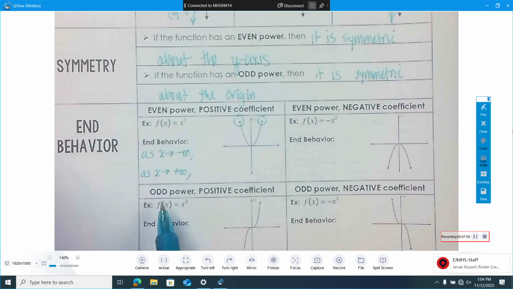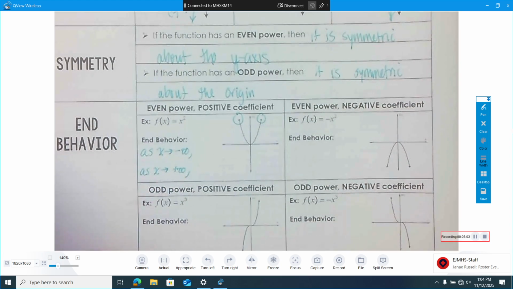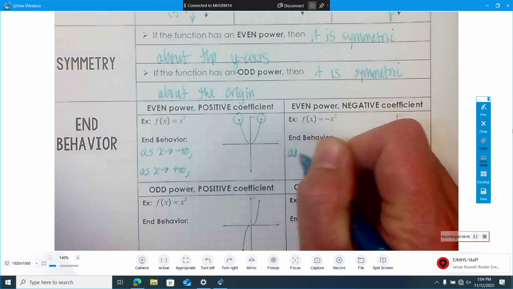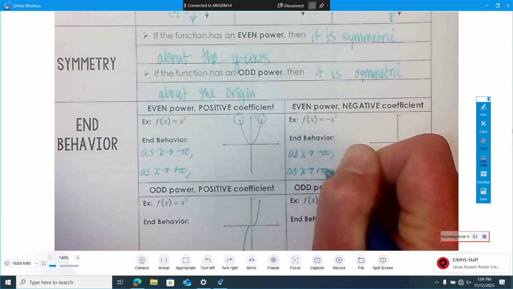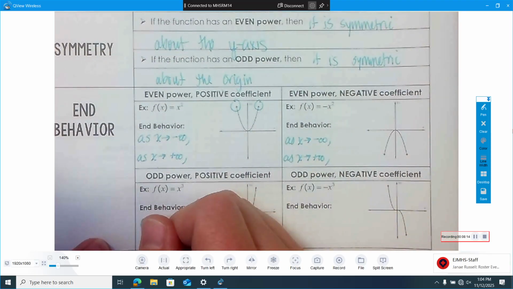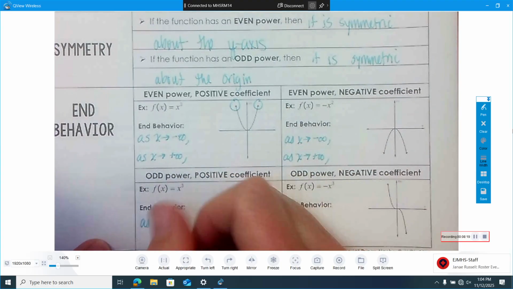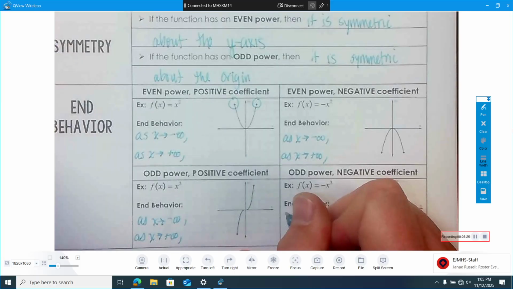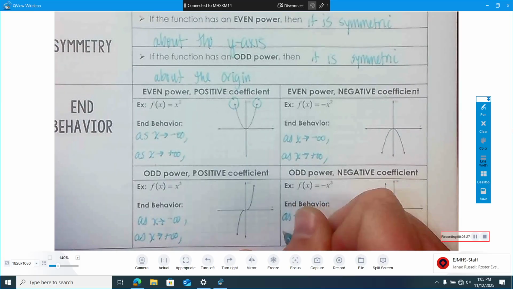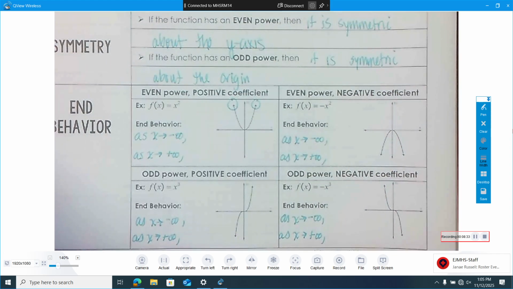So every single one, when we talk about end behavior, they all start the same way. I'm going to go ahead, take a second, and just write it in so that we can fill in the blanks. As x approaches negative infinity, as x approaches positive infinity. So we always want to know what happens to the y values when we look on the left side and the right side of the graph.